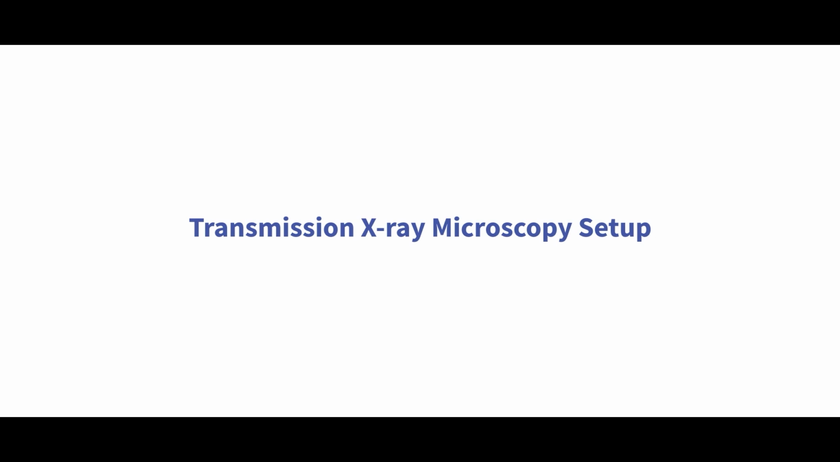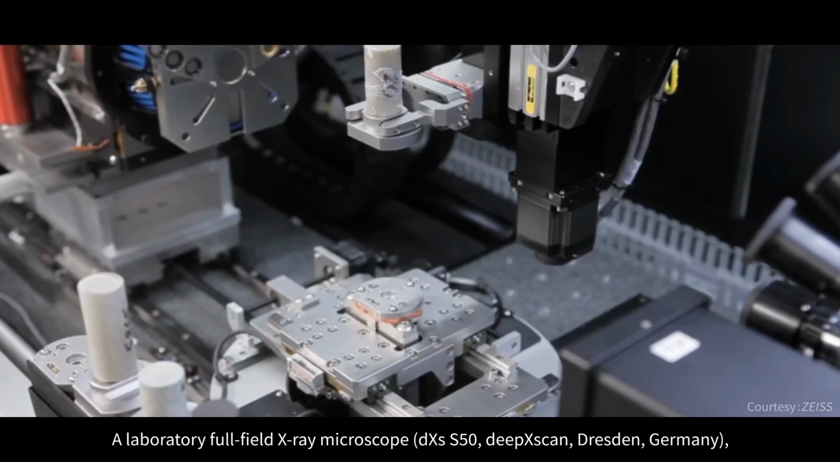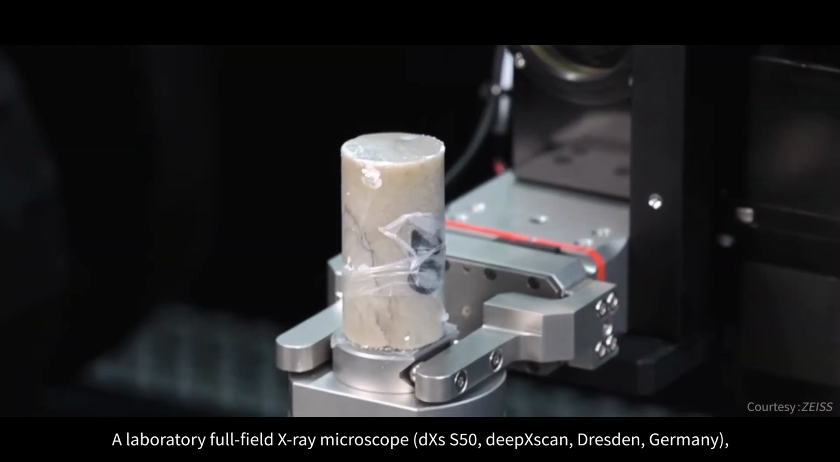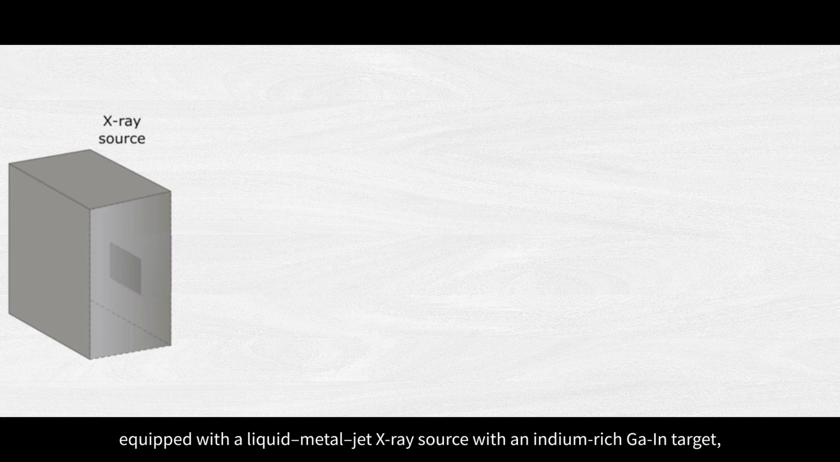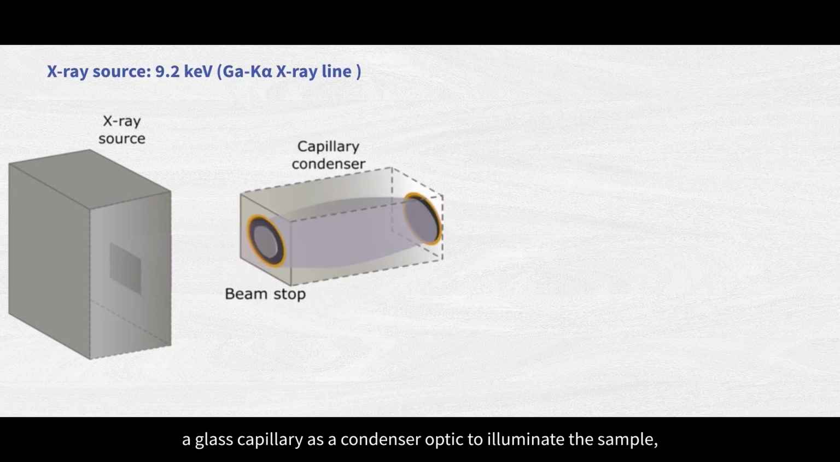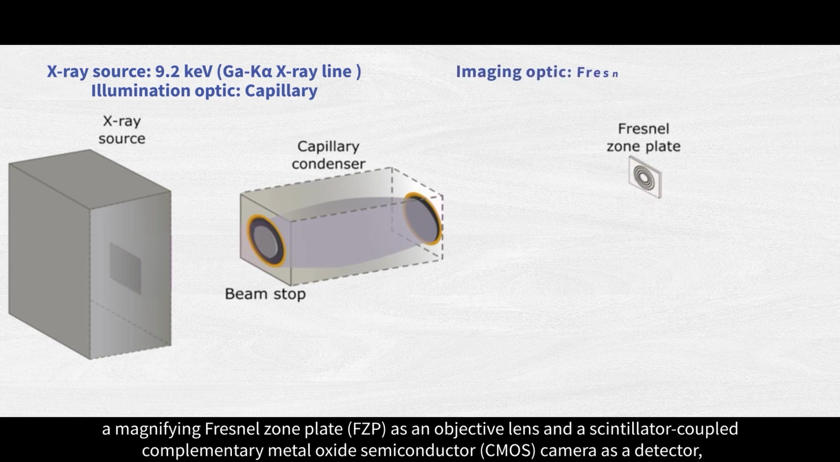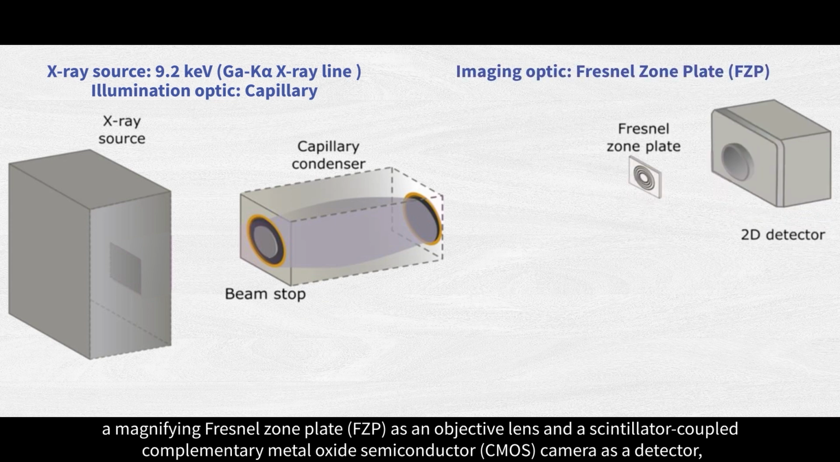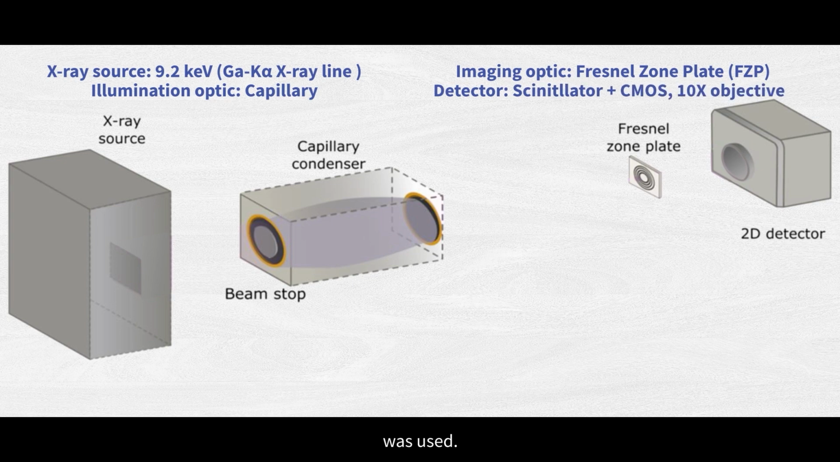Transmission X-ray microscopy setup. A laboratory full-field X-ray microscope, equipped with a liquid metal jet X-ray source with an indium-rich gallium-indium target, a glass capillary as a condenser optic to illuminate the sample, a magnifying Fresnel zone plate as an objective lens and a scintillator-coupled complementary metal oxide semiconductor camera as a detector, was used.